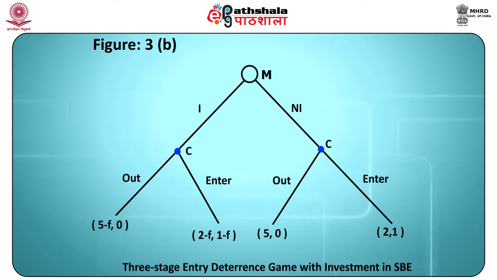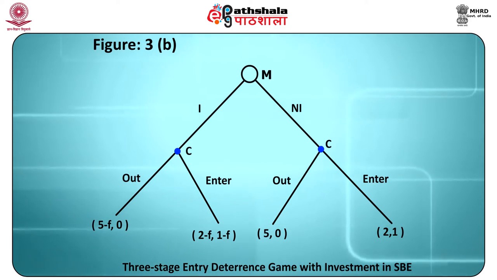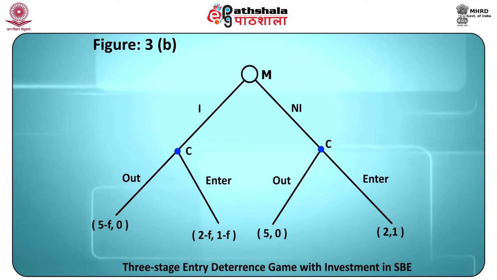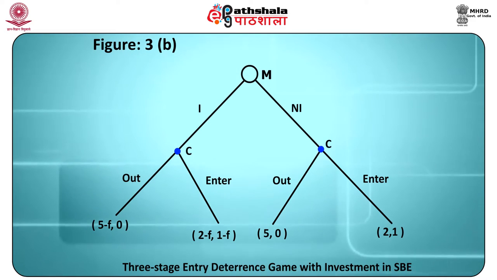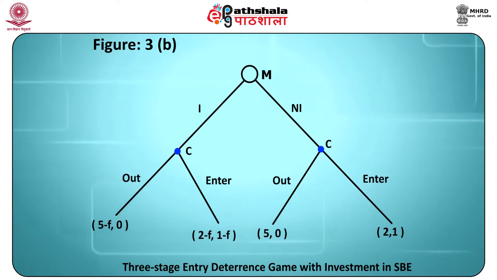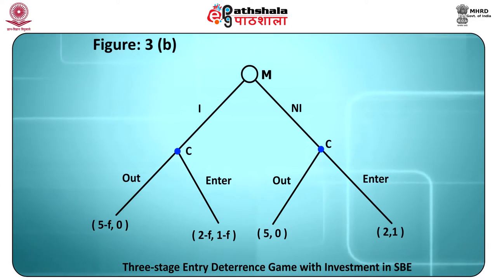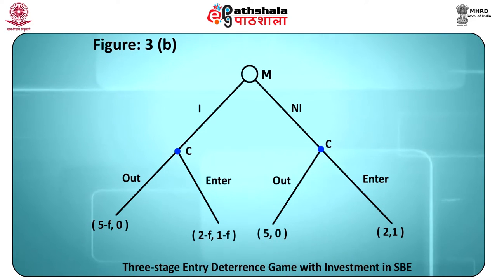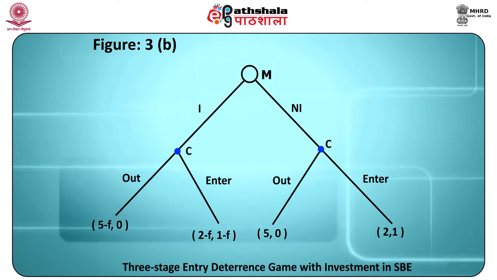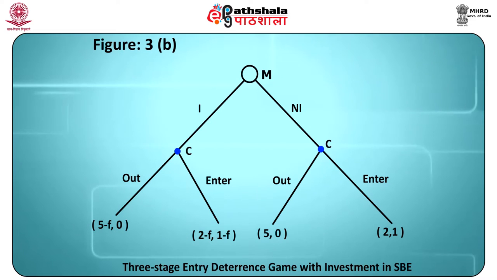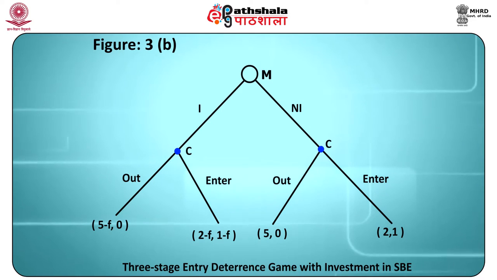Note that in this game, as depicted in game tree in figure 3B, first payoff in each cell belongs to the monopolist M, while the second one belongs to the challenger C, unlike the situation in figure 3A above. In the above game, it is clear that after the monopolist decides to invest, it is optimal for the challenger not to enter as long as F is greater than 1. But he would always enter if the monopolist does not invest in the strategic barrier to entry, SBE.